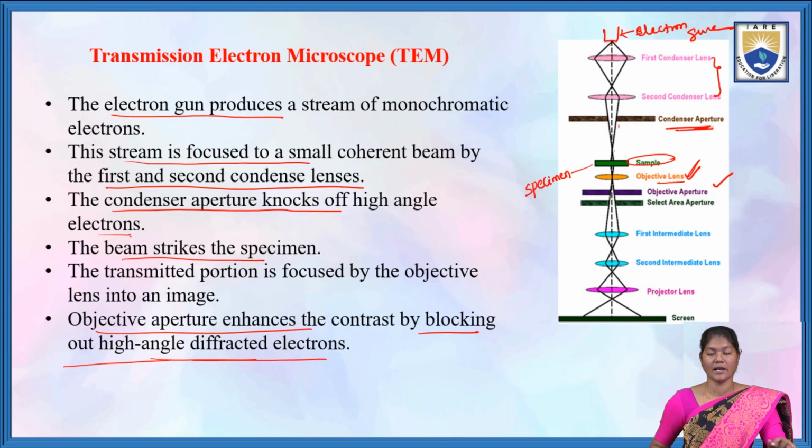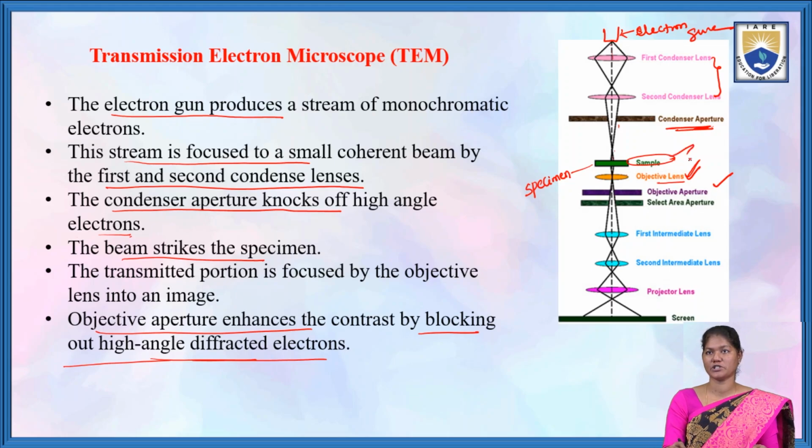So the electron gun produces electron beams that will be focused by the condenser lenses. These condenser lenses are used to focus, so as not to have high angles. So it is focused to fall on a particular area, and then it falls on the condenser aperture. Here the high angle electron beams are knocked off. Then it strikes the specimen.